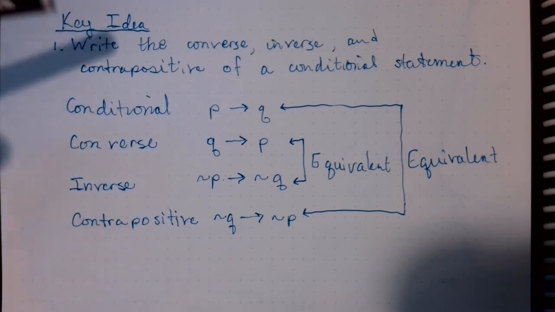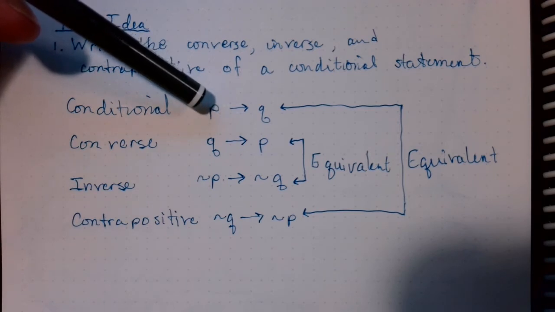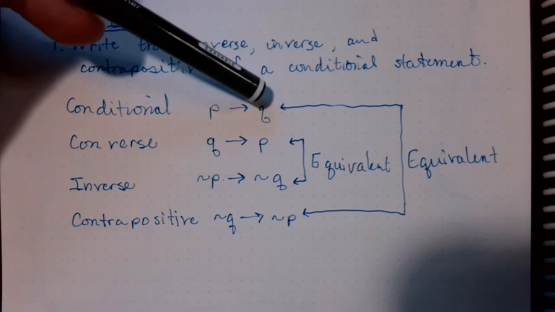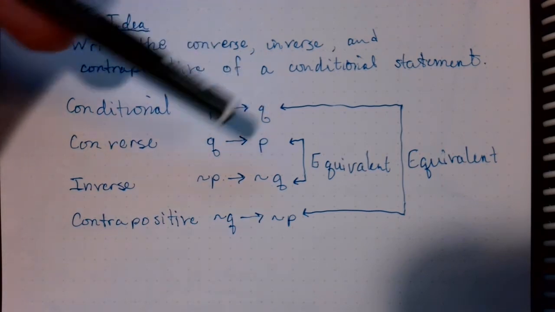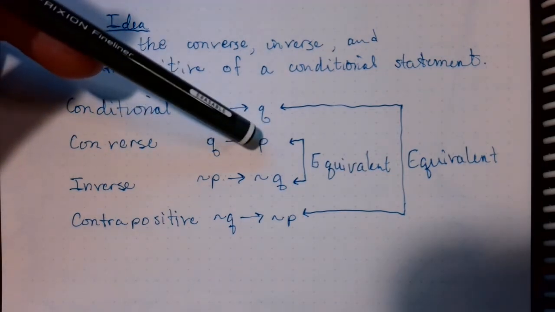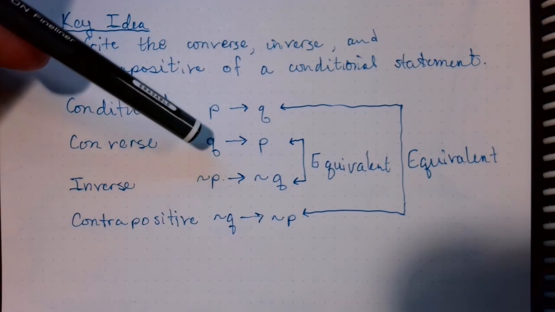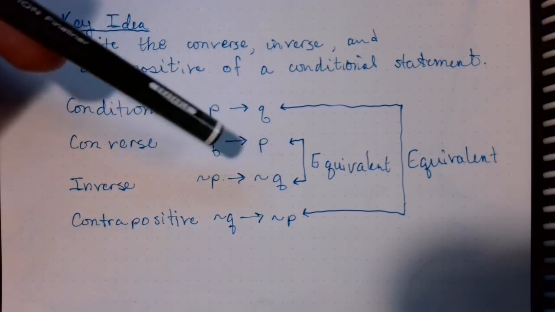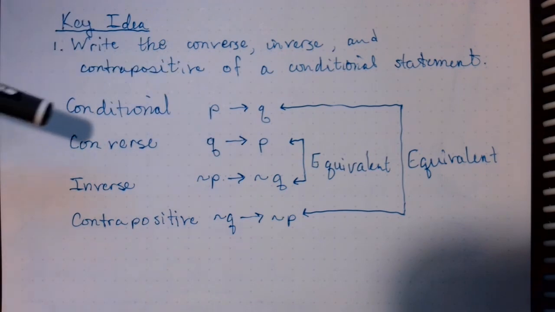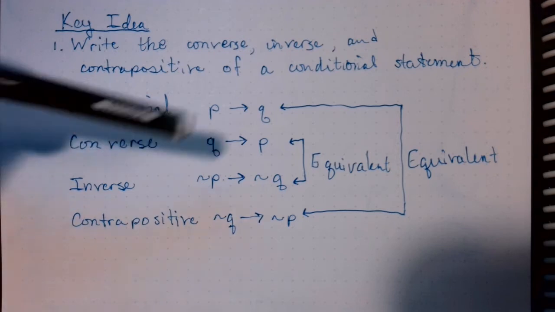If we take a specific example, let's say if it is Saturday, then it's the weekend. That's a true statement. The converse would say if it's the weekend, then it's Saturday. And notice that is a false statement. If it's the weekend, you have two options: it could be Saturday, it could be Sunday. So if it's the weekend, you cannot necessarily say it's Saturday. So the conditional and the converse are not equivalent, as you can see in this little diagram.